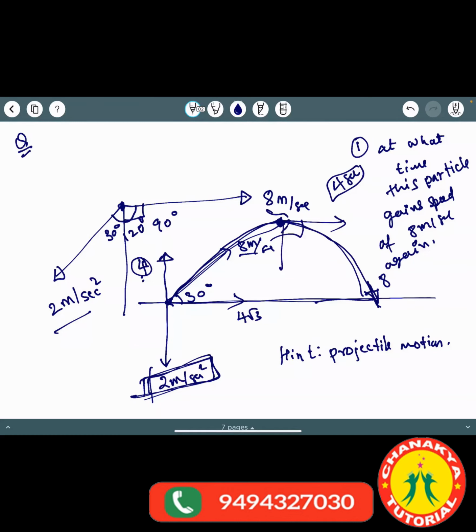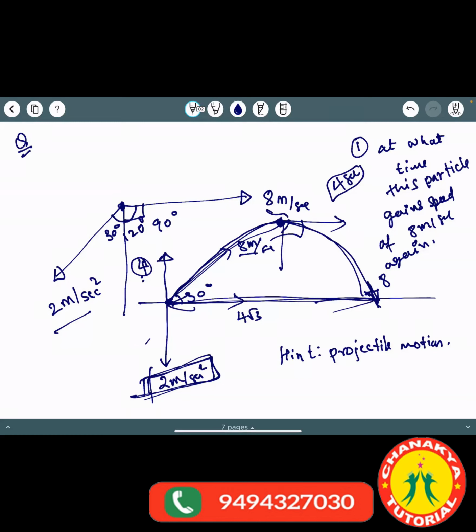Very good. Now tell me, the magnitude of displacement of the particle in the time interval t equals 0 to 4 seconds. They're asking what will be its displacement in 4 seconds. That means they're asking what? Range. What is the answer?